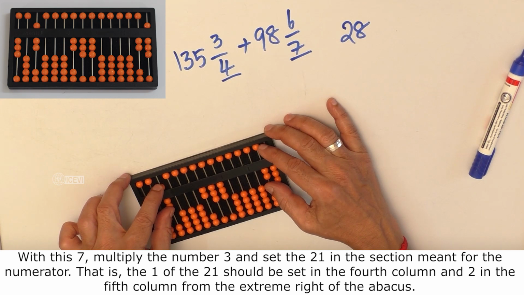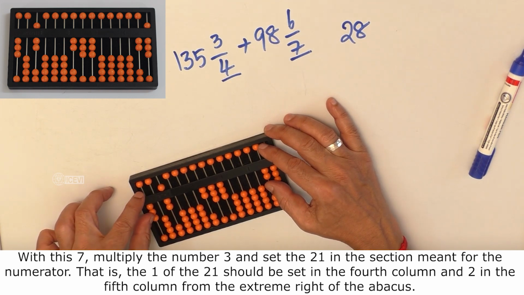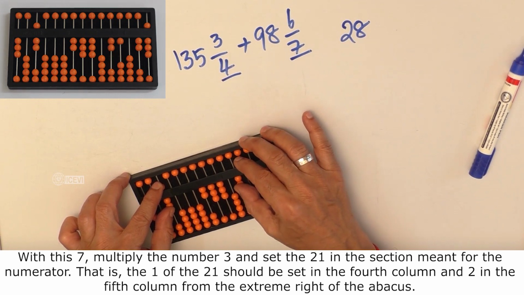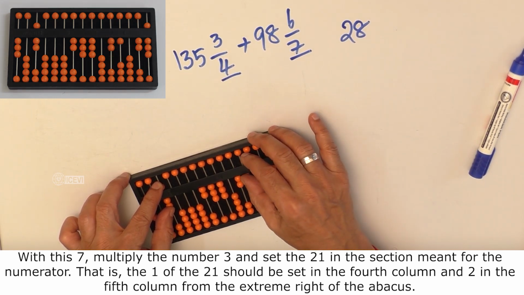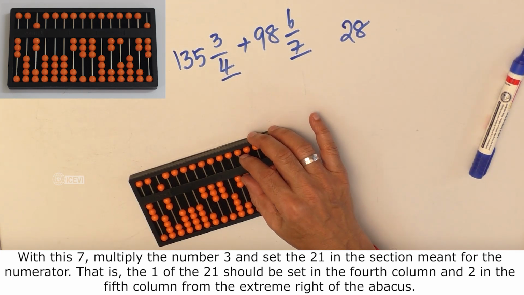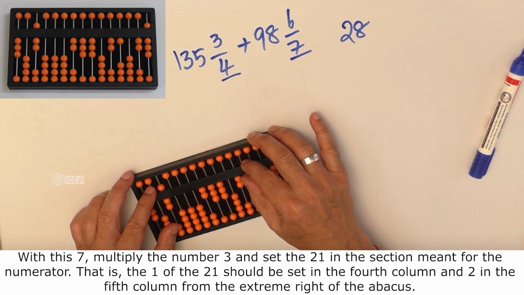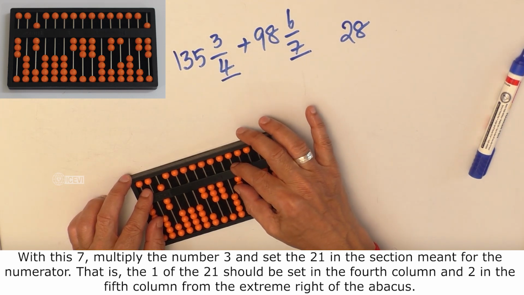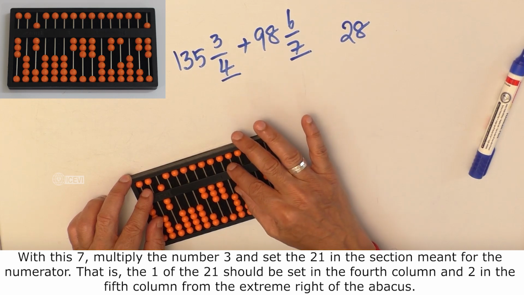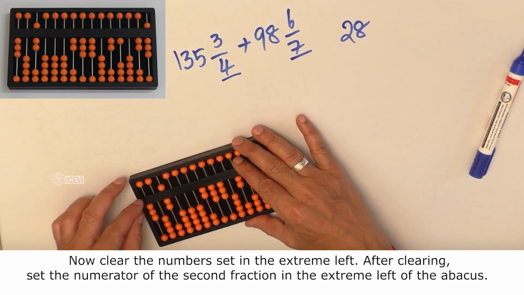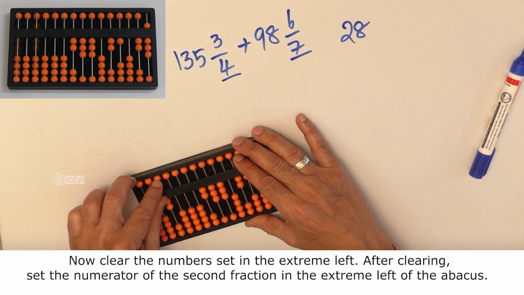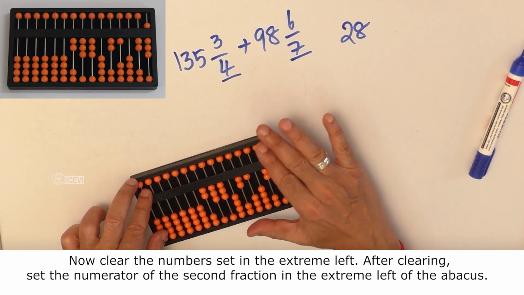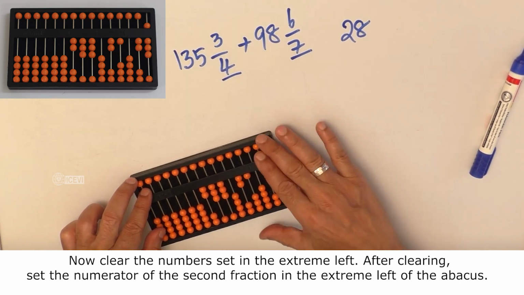With this 7, multiply number 3 and set 21 in the section meant for the numerator. That is, 1 of the 21 should be set in the 4th column and 2 in the 5th column from the extreme right of the abacus. Now clear the numbers set in the extreme left.